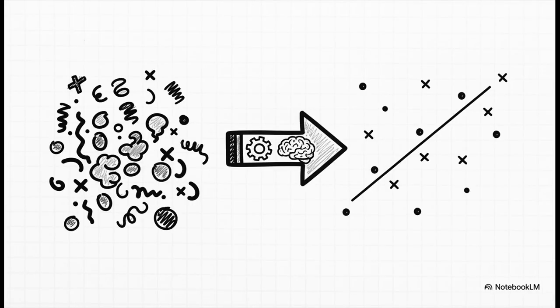And that right there is the core idea of regression. It's about taking that messy data and turning it into a clear, predictable relationship. So today, we're going to build this whole concept from the ground up, step by step. You ready? Okay, let's dive in.